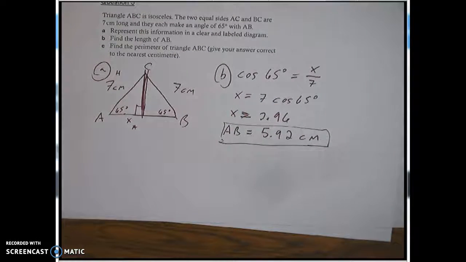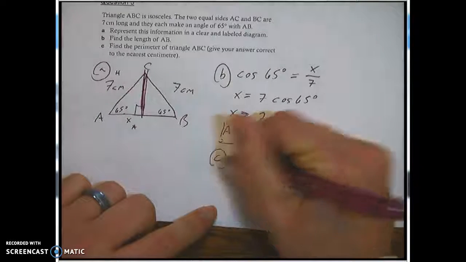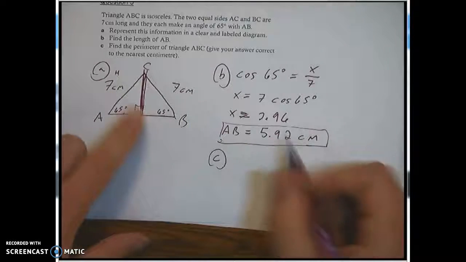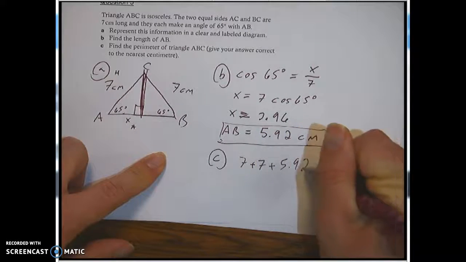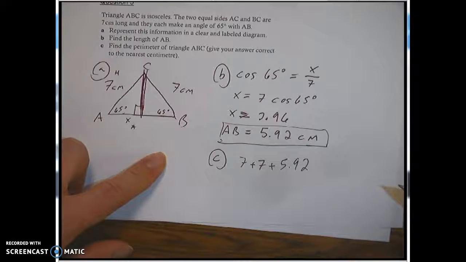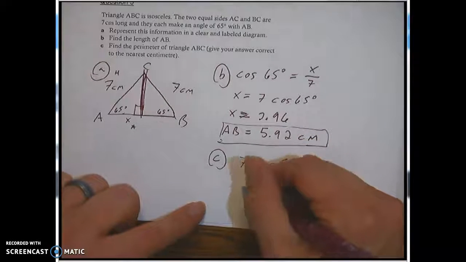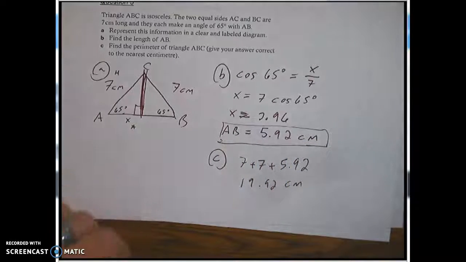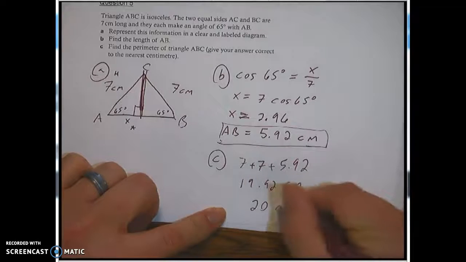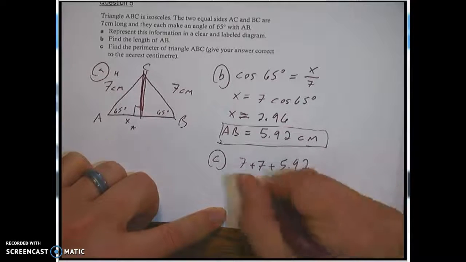after we double it. And then we're supposed to find the perimeter of the triangle ABC, giving our answer correct to the nearest centimeter. So we add these all up, 7 plus 7 plus 5.92, and that comes out to 19.92 centimeters, but it says give it correct to the nearest centimeter, so the correct answer here is 20 centimeters.